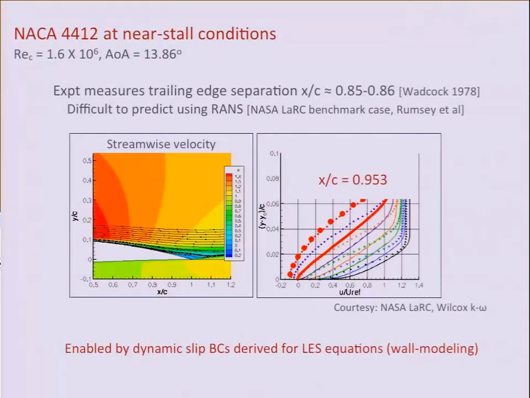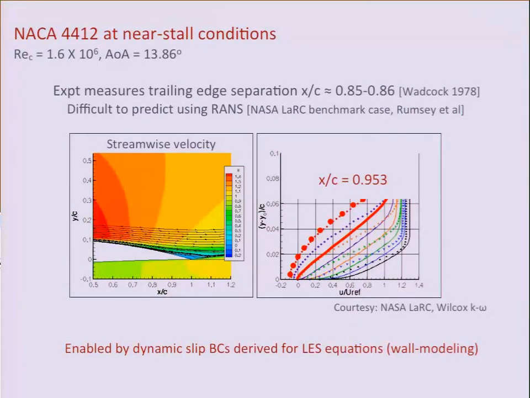So this particular experiment measures a trailing edge separation at about 85 to 86% of the chord. So this is just a view of that airfoil. So that's about here. And this has been difficult to predict with at least steady RANS. So these are lower fidelity techniques. The NASA Langley Research turbulence modeling group use this as a benchmark case to assess how well their RANS models do for this case. So these are mean velocity profiles. These dots are the experimental measurements. This line is one particular RANS model that they use.